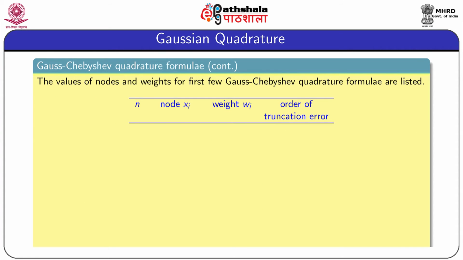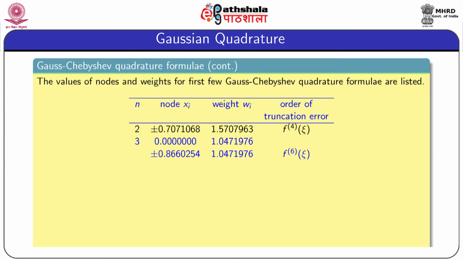The values of nodes and weights for the first few Gauss-Chebyshev quadrature formulae are listed below. For n equal to 2, the nodes xi are plus minus 0.7071068 and the weights are equal. This is nothing but pi by 2. And the order of truncation error is the fourth derivative of f at xi. That means the 2-point Gauss-Chebyshev quadrature formula gives the correct answer for polynomials whose degree is up to 3.